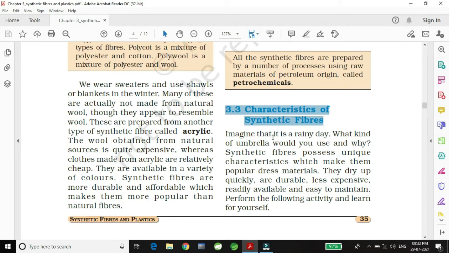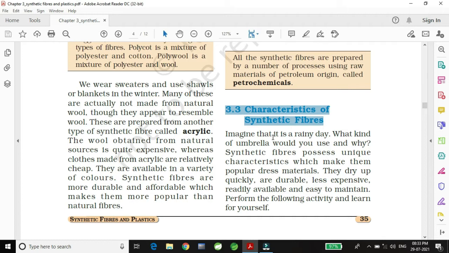Imagine that it is a rainy day. What kind of umbrella would you use and why? Mostly we use an umbrella which is made of a material which will not allow water to penetrate into it. So synthetic fiber possesses unique characteristics which make them popular dress materials. They dry up quickly, are durable, less expensive, readily available and easy to maintain.